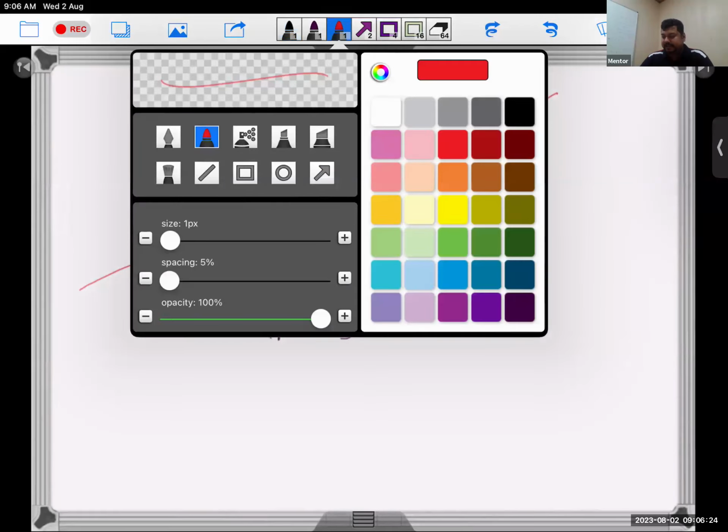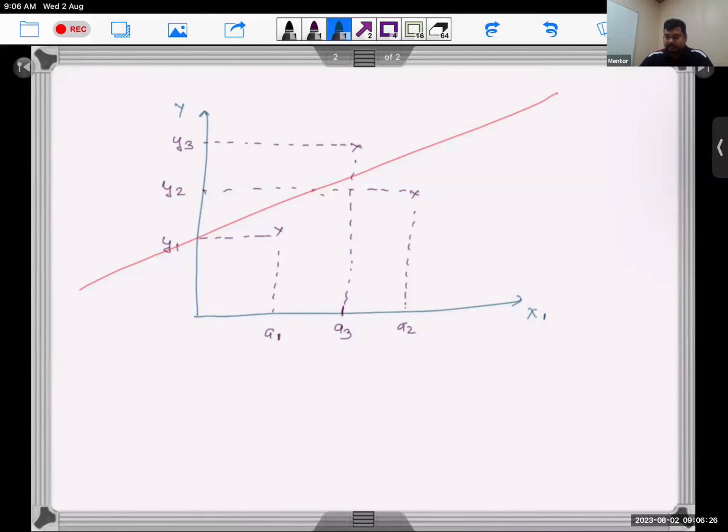What do we say the equation of the line is? Y is equal to mx plus c, right? I'm going to use the symbol y hat because y is my actual value.